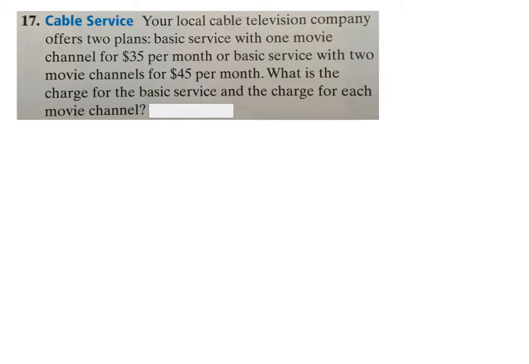So for number 17, it says your local cable television company offers 2 plans. Basic service with 1 movie channel for $35 or basic service with 2 movie channels for $45. What is the charge for the basic service and the charge for each movie channel?